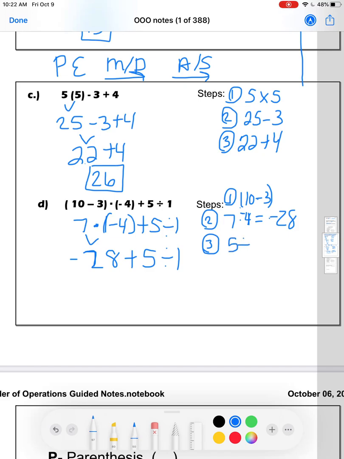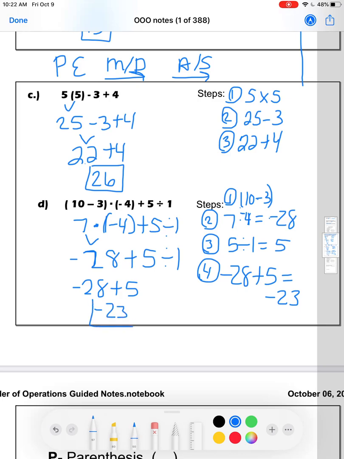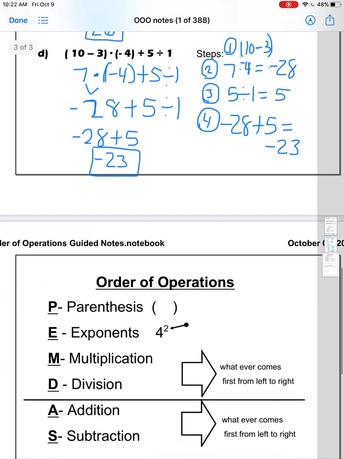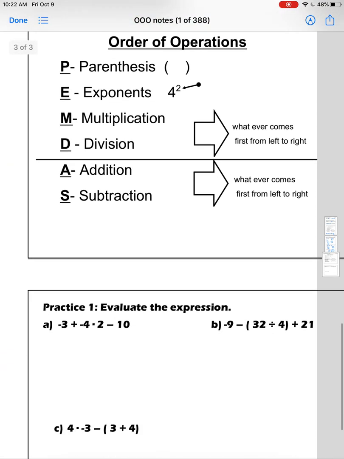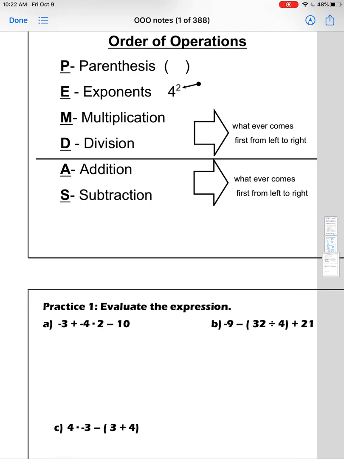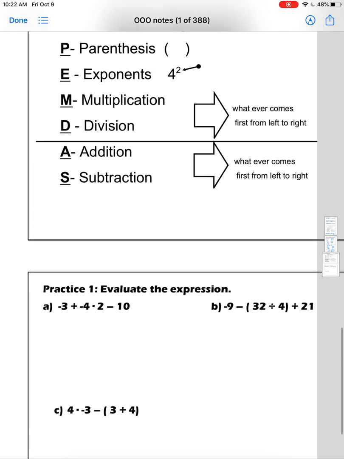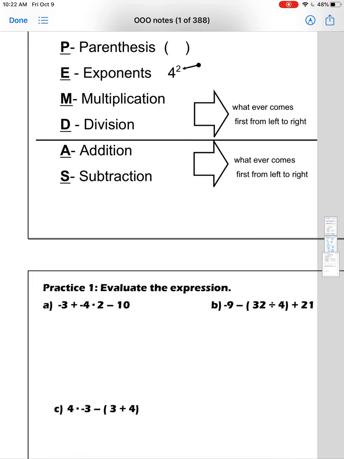Then we need to divide 5 divided by 1, which equals 5. And then your last step is going to add negative 28 plus 5, which equals negative 23. Okay? So the way it shows up on your notes, you should have your order of operations laid out and then your practice problems. So go ahead and stop the video and solve your practice problems and come back and we'll check them.